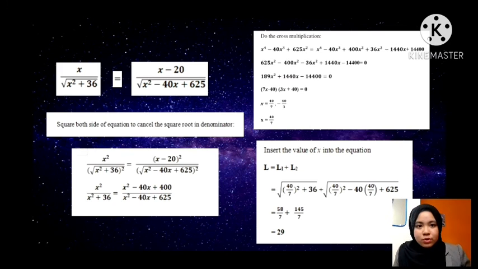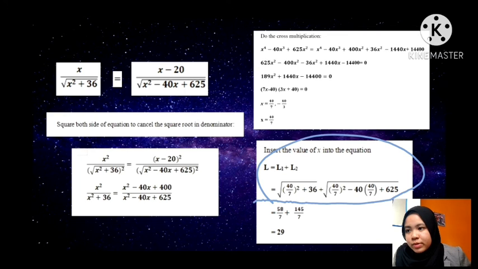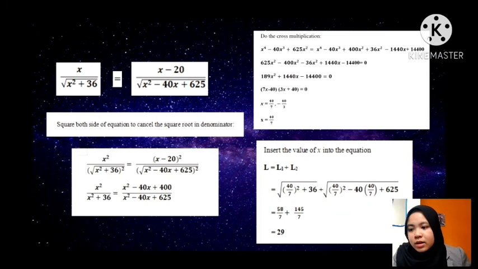Okay, once you get the value of x, insert the x back into the L formula, which is L1 plus L2. So here is the formula. Just substitute x back into the equation. You will get the final value, which is 29 meters.